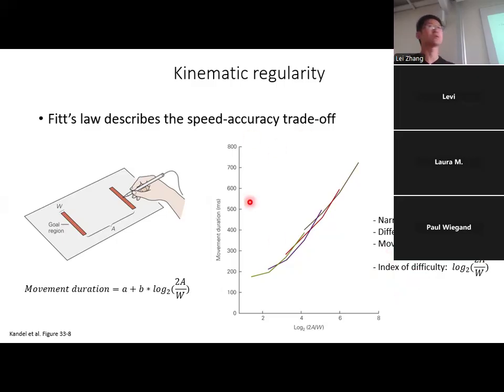And again, if we record the movement and plot these variables, after this logarithm, we get this more or less linear relationship between the difficulty of the task and the movement duration. So here we can fit this linear equation with some offset and the slope. This is also a quantitative description of the speed-accuracy trade-off, and it is called Fitts' law. It's a very famous phenomenon in movement science.